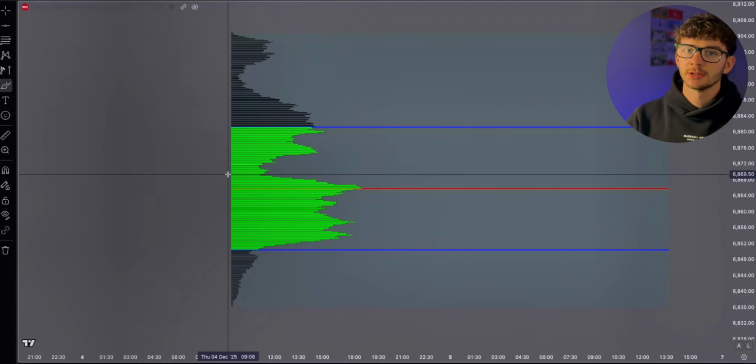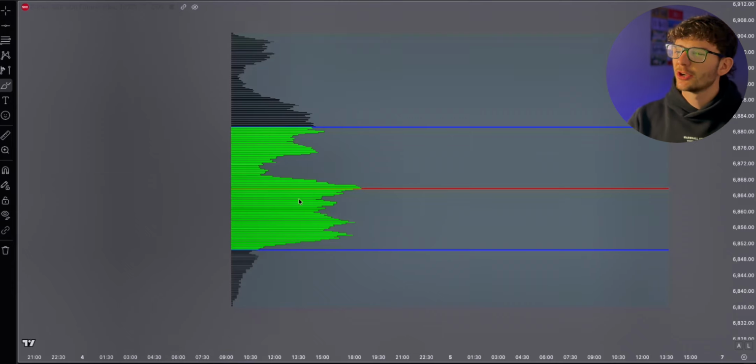But if this profile is still developing, the point of control might move around the profile. And that can obviously have some implications depending on how it moves, why it moves, all things like that. I'm typically not trading off of the point of control just because of its nature.